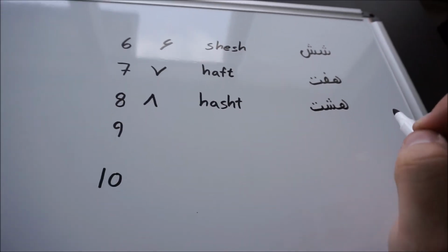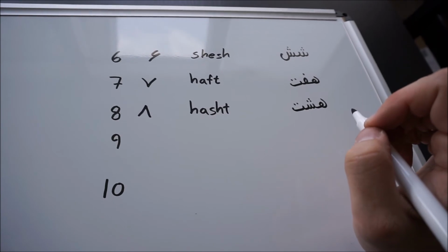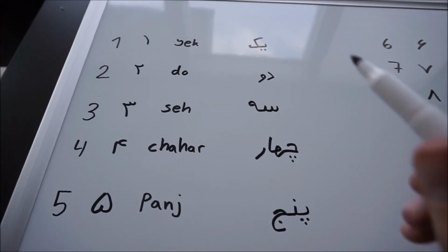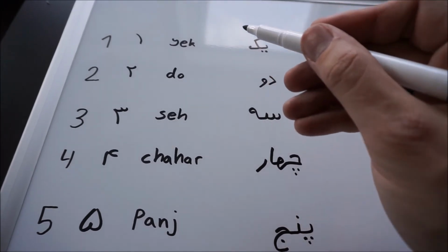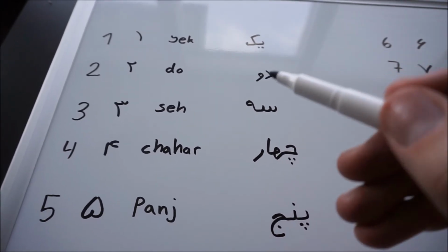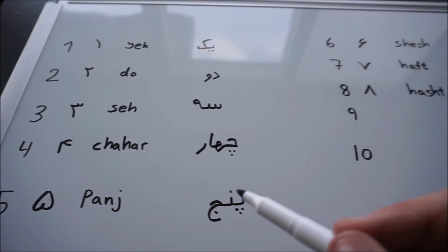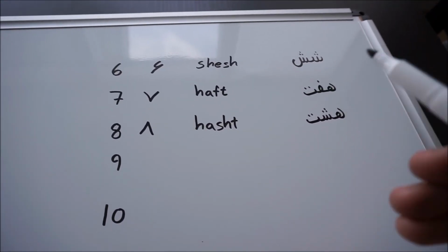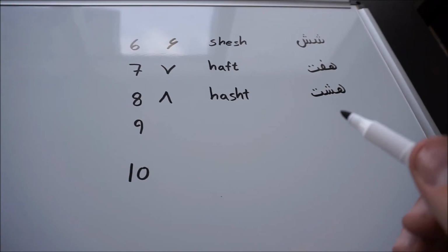Yes, so now we're almost there. So I think we should repeat all the numbers that we've learned so far. So we have number 1 is yek, do, se, chahar, panch. And then shesh, haft, and hasht. So the final two, number 9 and 10.